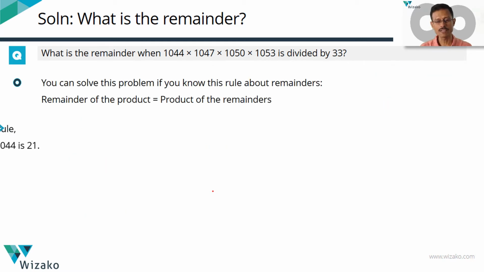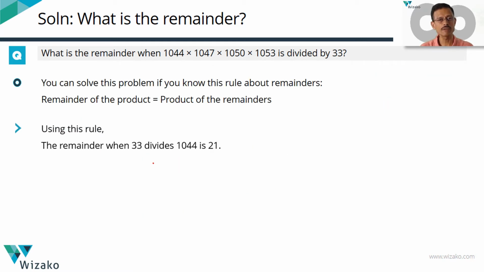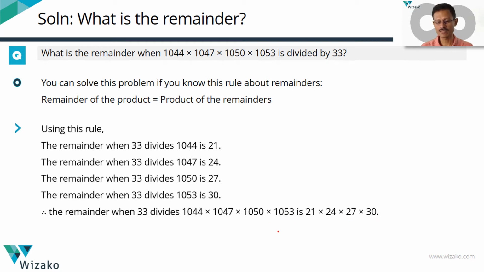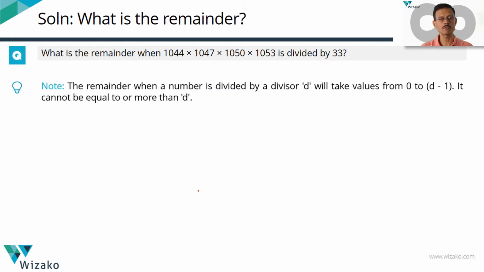Step 1, recap in a printed form. We're going to be finding out the remainders when each of these four numbers is divided by 33. 1044 by 33, the remainder is 21. 1047, it's 24. 1050, it's 27. And 1053, it's 30. So the product of the remainders is equal to 21 into 24 into 27 into 30. This is the product of the remainders as we said from step 1. Is this the final answer? No. That's where the second property of remainders comes into the picture.